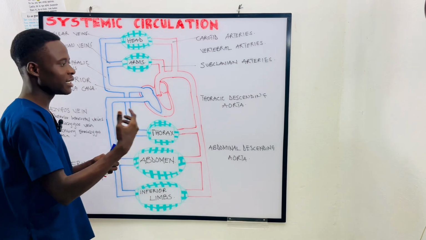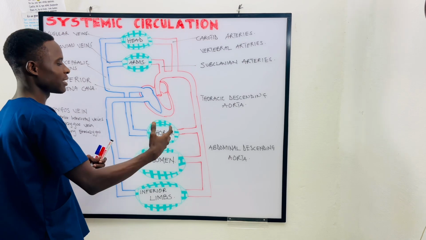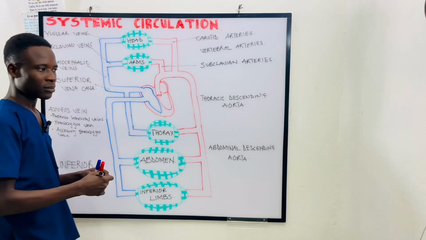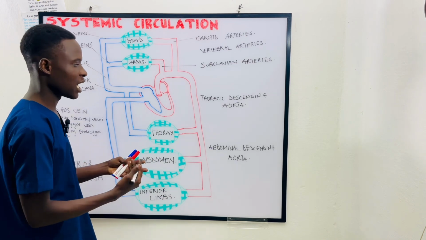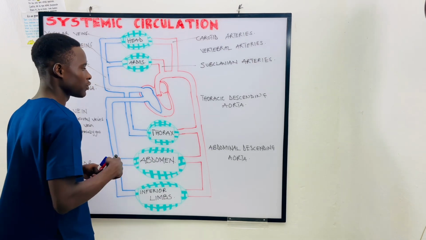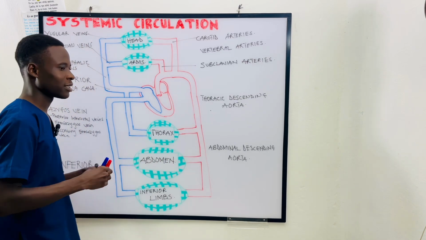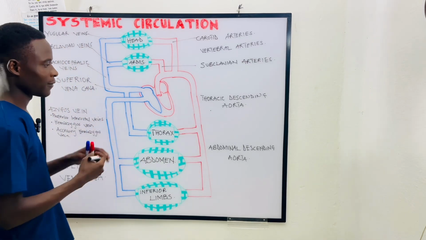Small arteries, and these arteries supply all the components in the thoracic cavity with blood. Now, what are examples of these arteries? One, we have the esophageal artery. The esophageal artery will supply the esophagus with blood.